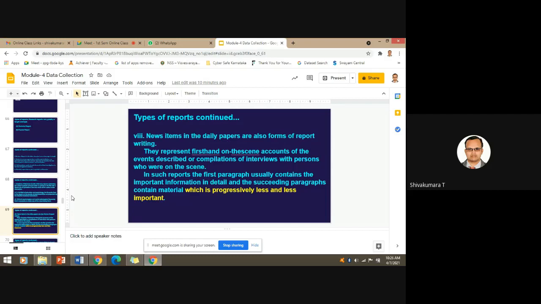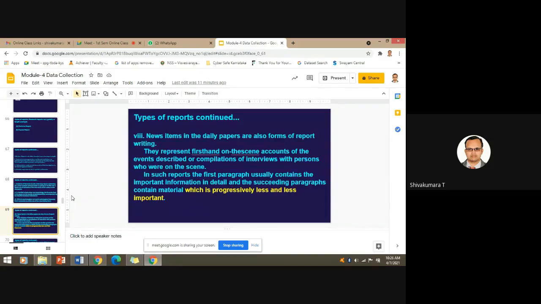They are reporting in such a way that so and so event happened in this area. The chief guest was so and so. He was given the highlights to the public to maintain distance for the pandemic, and so on. So they are giving a report to the public. So newspapers also have a reporting style.